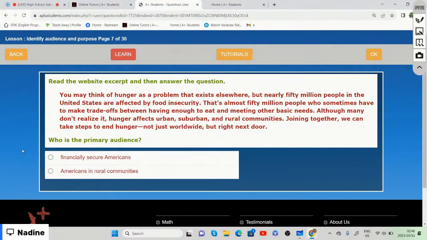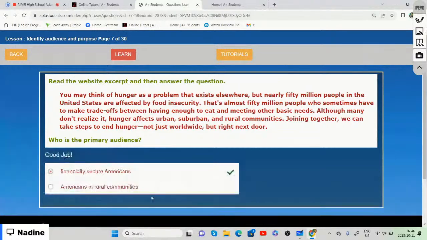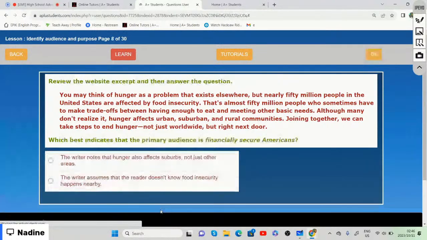All right, so now we need to say who is the primary audience. Is it financially secure Americans or Americans in rural communities? All right, so financially secure Americans are making decisions. All right, the last one.